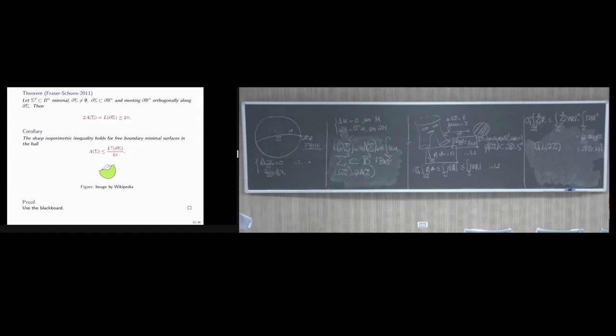So what did Fraser and Schoen prove? This we proved yesterday, but they proved more. They proved that this information here is bigger than 2 pi, right? I don't prove this here because you need more information, but you have this estimate, okay? I put here the other result by Fraser and Schoen, where they prove some isoperimetric inequality. And I put again the picture. I don't remember if in the first class I talked with you about the isoperimetric problem. Remember this picture here is small, but what does this picture mean?